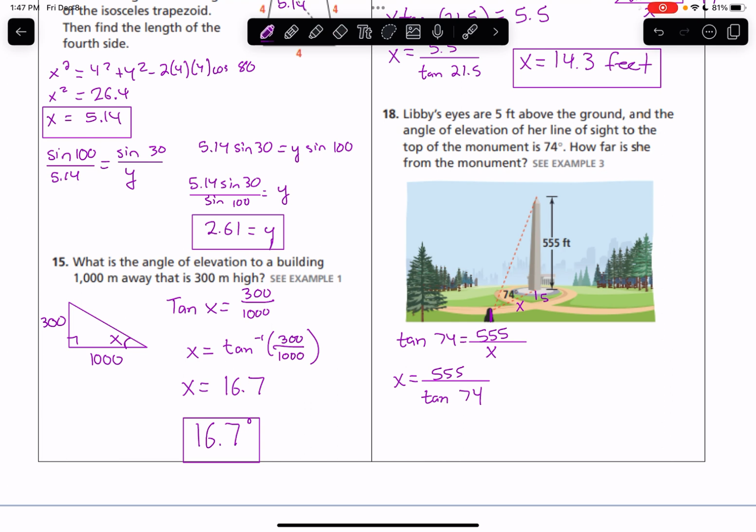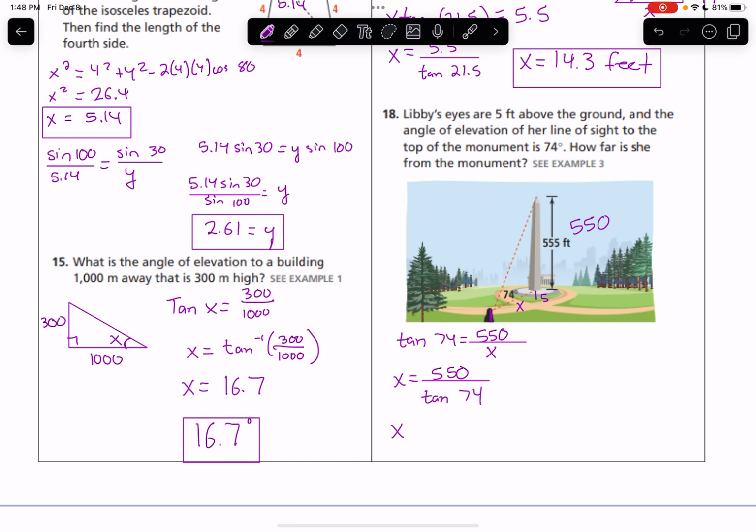Since this is 555 feet tall, but her eyes, which means her right triangle being made, is 5 feet off the ground, we're only going to be looking at 550 feet of that monument because 5 of those feet are underneath her line of sight. So rather than doing 555 in these problems, we're going to use 550 because the rest of it is not part of the right triangle we created.